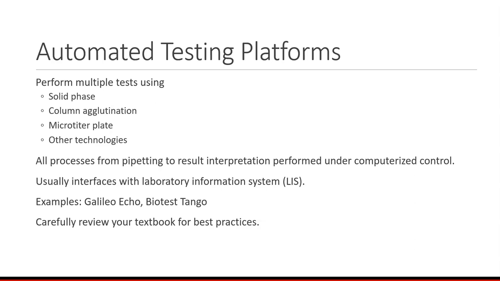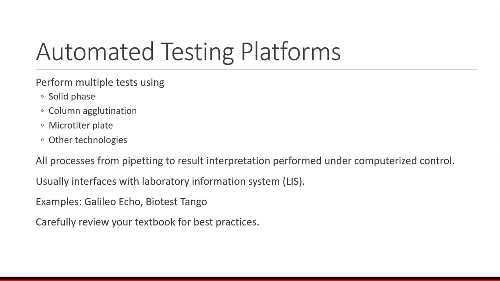These usually interface with laboratory information systems, or LIS systems, to where, just like in a chemistry department, you will be reviewing the results for accuracy. Some examples are the Galileo Echo, the Biotest Tango, and many others have come onto the market. Again, carefully review your textbook for best practices in selection of automation and the methodology that's used to perform the actual testing.